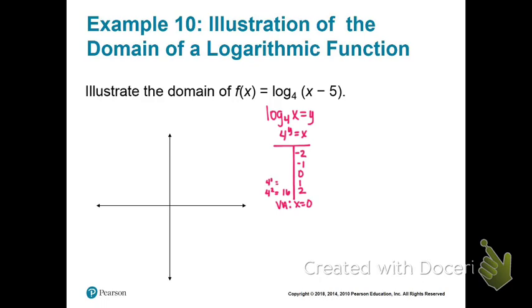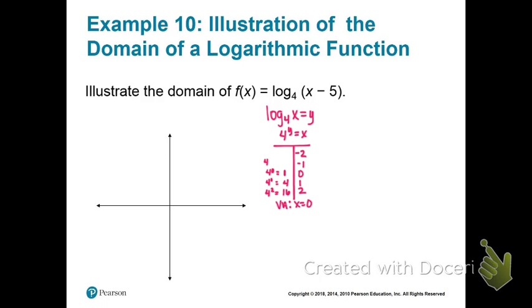So 4 to the first is 4. 4 to the 0. What is it? 1. 0 exponent. The answer is 1. All right, we'll talk about it in just a second, okay?